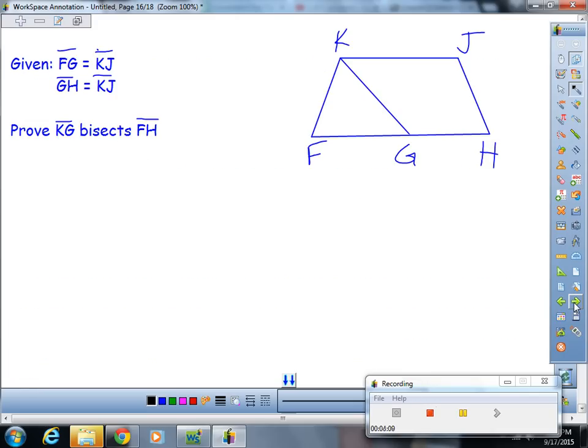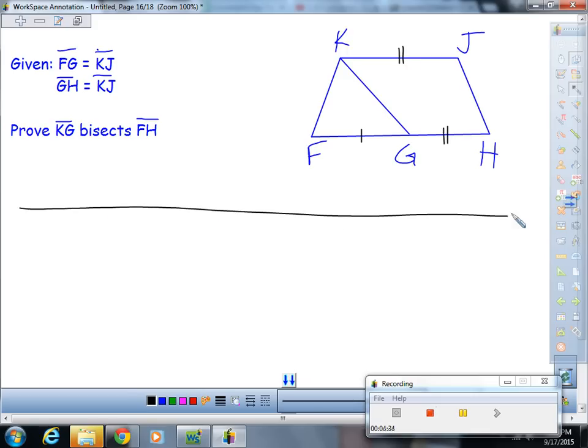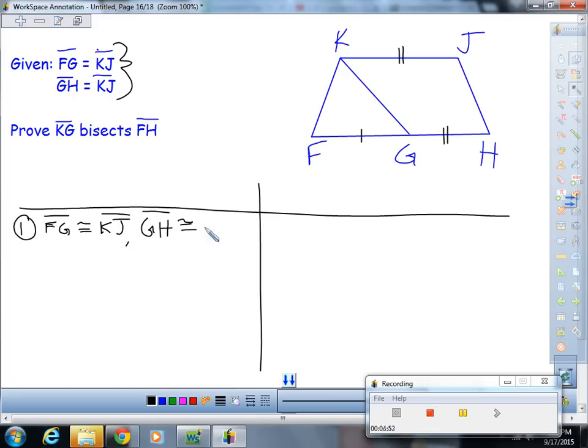Okay, we're going to do two examples on this. So we are given that FG is congruent to KJ. Okay, we'll just go with that. And we know that GH is congruent to KJ. All right, well notice, this sets up perfectly right here. We got two things that are congruent to the same thing. So first, let's list our given. FG congruent to KJ, and GH is congruent to KJ.